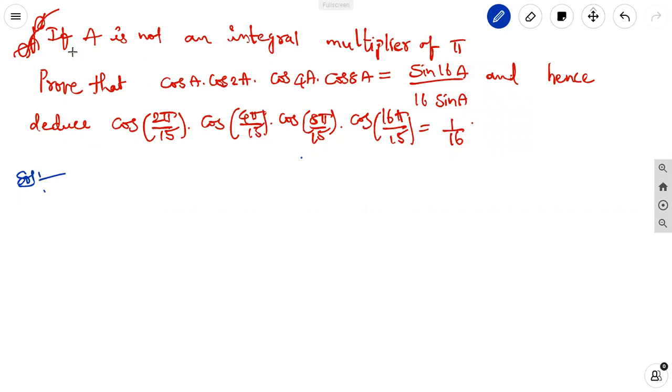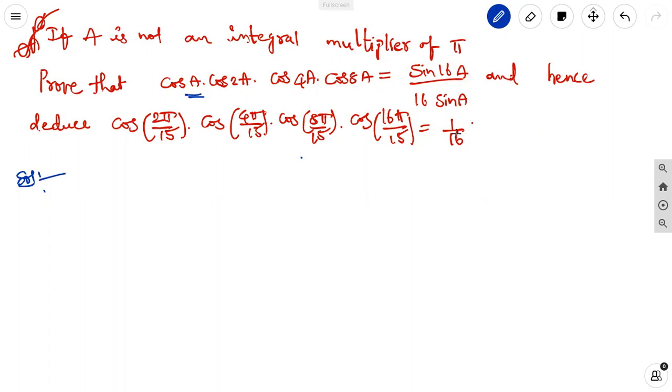The question is: if A is not an integral multiple of pi, prove that cos A into cos 2A into cos 4A into cos 8A is equal to sin 16A by 16 sin A. And hence deduce cos of 2 pi by 15 ... taking A as 2 pi by 15. Then 2 twos are 4 pi by 15, 4 twos are 8 pi by 15, 8 twos are 16 pi by 15.